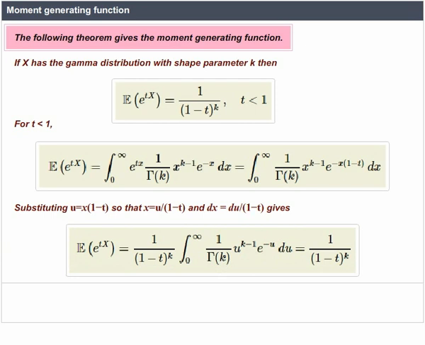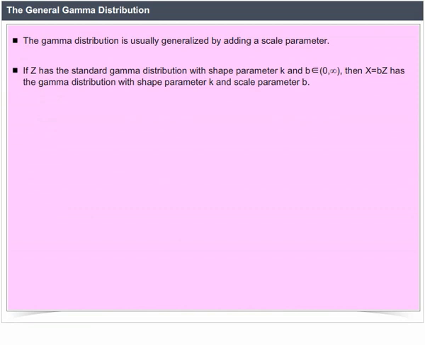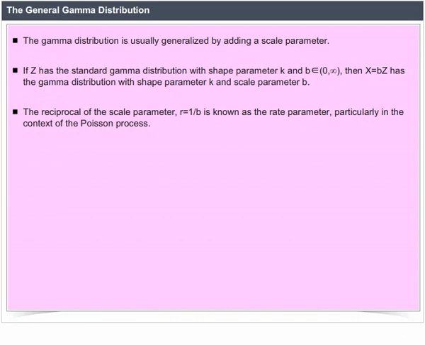The general gamma distribution. The gamma distribution is usually generalized by adding a scale parameter. If Z has the standard gamma distribution with shape parameter k and b ∈ (0, ∞), then X = bZ has the gamma distribution with shape parameter k and scale parameter b. The reciprocal of the scale parameter, r = 1/b, is known as the rate parameter, particularly in the context of the Poisson process.